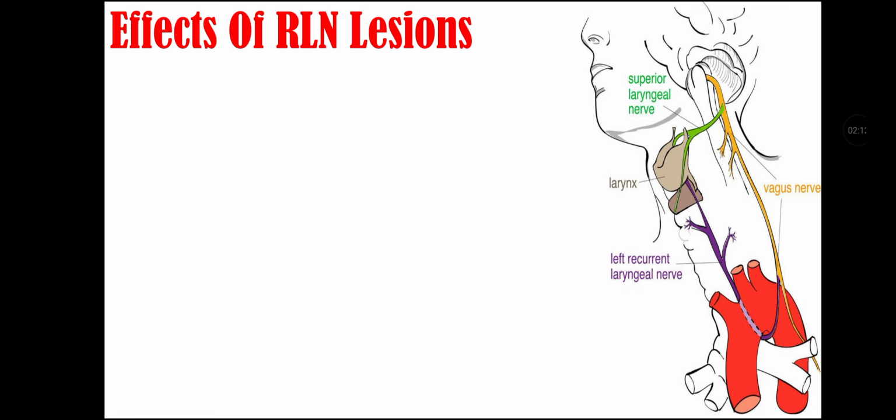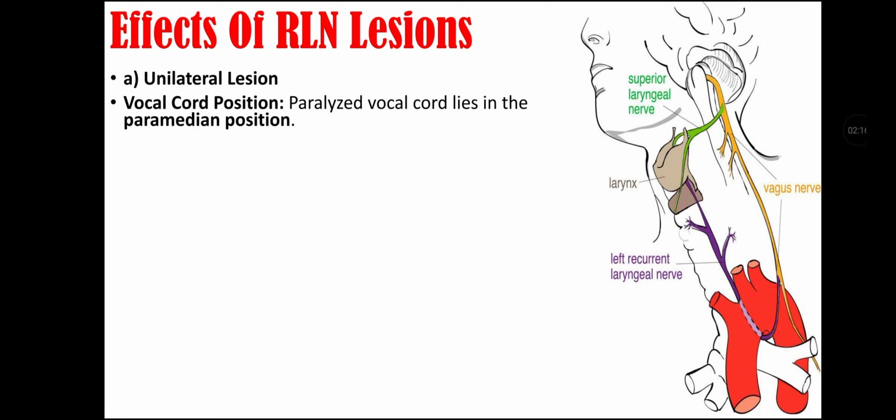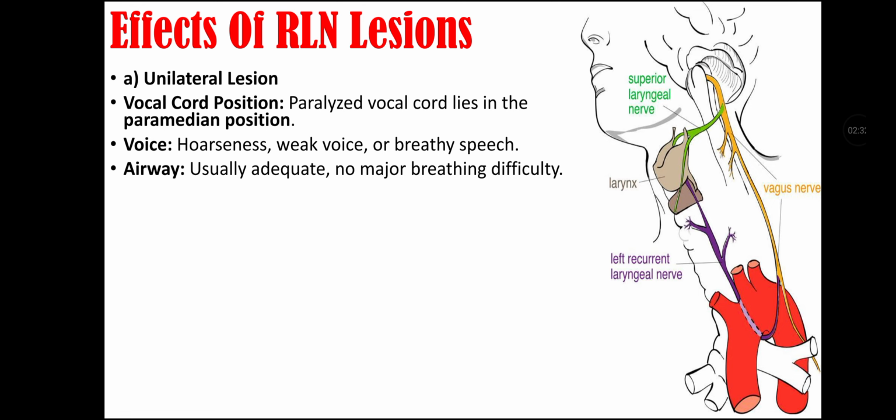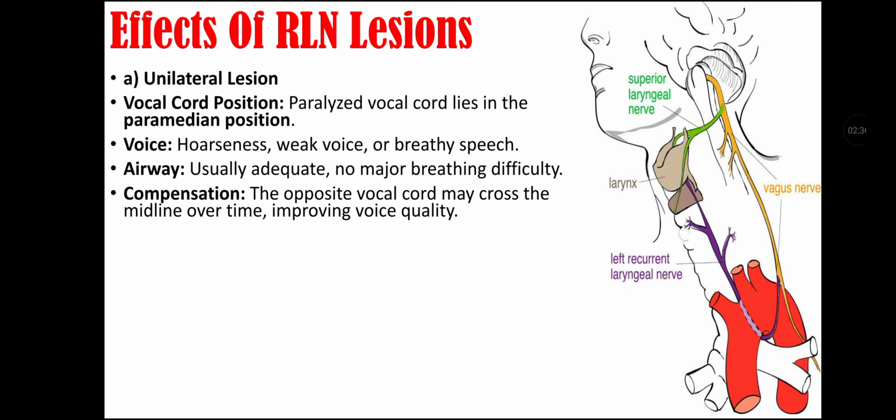Effects of recurrent laryngeal nerve lesions. If there is unilateral lesion, it can cause vocal cord position, that is paralyzed vocal cord that lies in the paramedian position, not in the median position. It can affect voice, it can cause voice to be hoarse, weak voice, or breathy speech. The airway is usually adequate and there is no major breathing difficulty. There can be compensation, as the opposite vocal cord may cross the midline over time, improving voice quality if the lesion is unilateral.